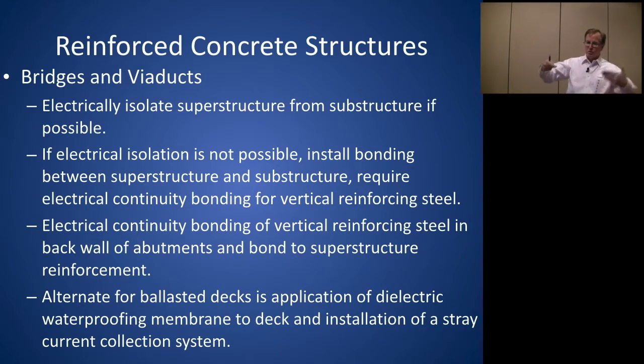The abutments, we do the back wall, the vertical bars, so current gets onto it, it gives it a place to go. And for ballasted decks, this is something we've been starting to do, is put an elastomeric waterproofing membrane on there that also has dielectric properties, so it's basically a shield. And then we'll put a welded wire fabric type mesh underneath it to make a current collector to keep it all away from the structure.